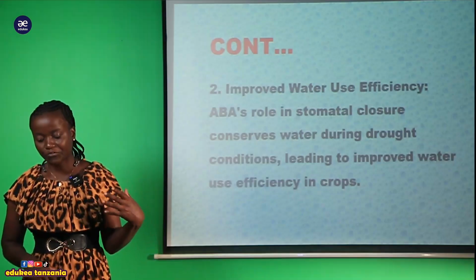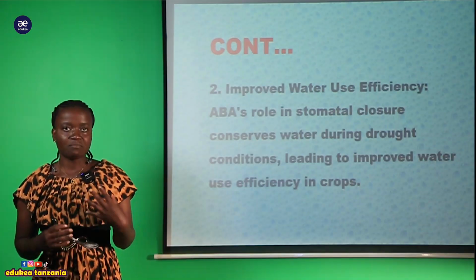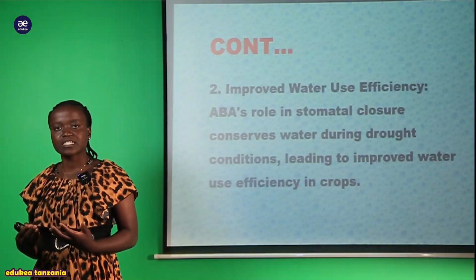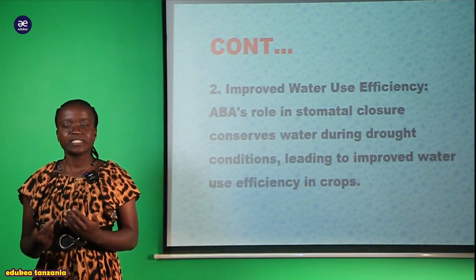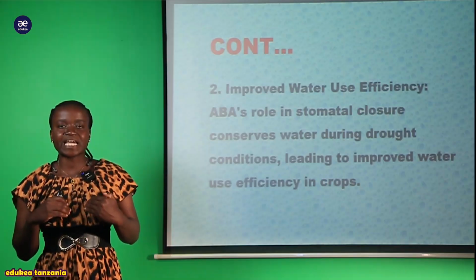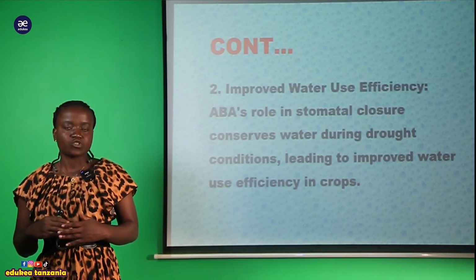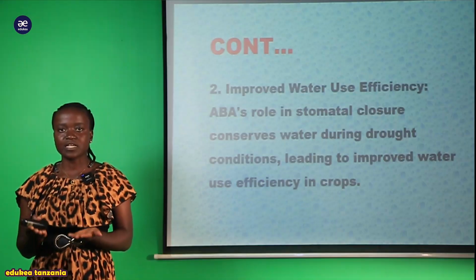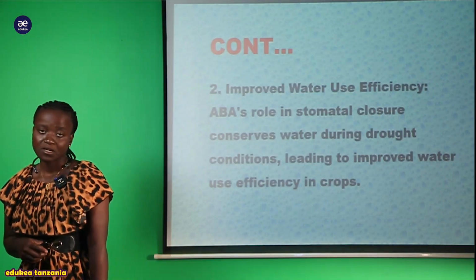Tumesema kwamba ina improve water use efficiency kwa sababu with the stress condition, this abscisic acid production within a plant enhances closure of the stomata. So water is retained within a plant. So hiyo inakuwa ni very easily within a plant to sustain in a stress condition.